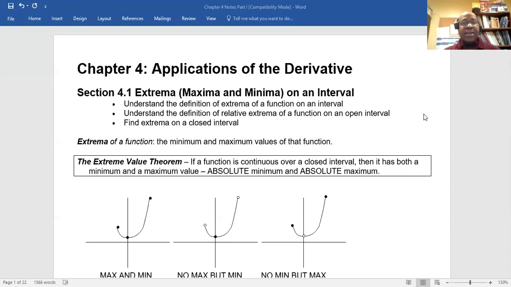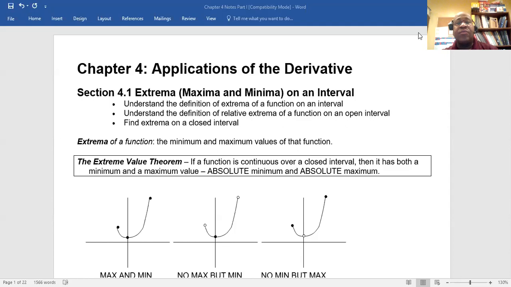Hello once again, and today we're going to begin applications of the derivative. Our objective today, in your textbooks, it's chapter 4, section 4.1, but the topic here is just dealing with finding extrema, which is maximum and minimum points on an interval. Our objectives today will be to understand the definition of extrema of a function on an interval, to understand the definition of relative extrema on a function on an open interval, and then look at how we can find extrema, extreme points, on a closed interval.